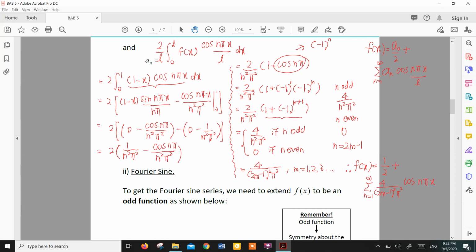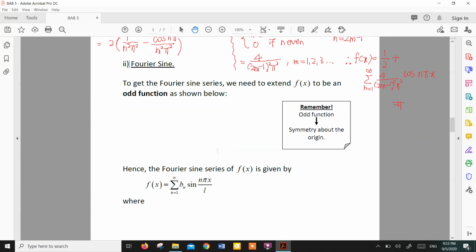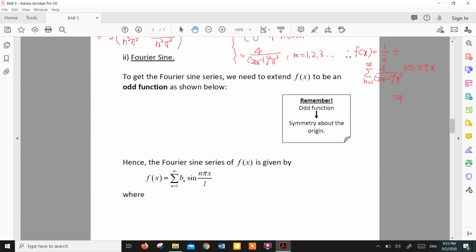Okay, so this is your function when you have the Fourier series of cosine function. Now we go to Fourier series of sine function. Fourier sine. So to get the Fourier sine series, we need to extend f(x) to be an odd function. To extend f(x) to be an odd function, your graph must be symmetric about the origin.